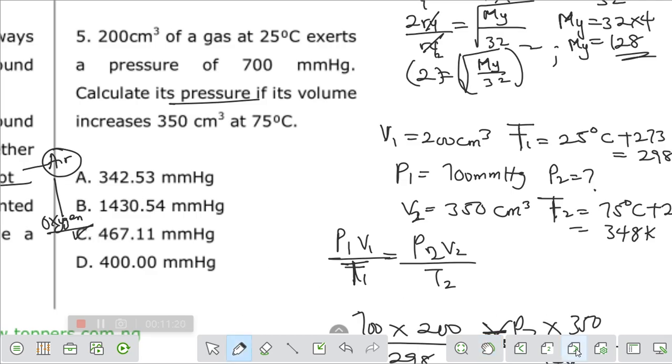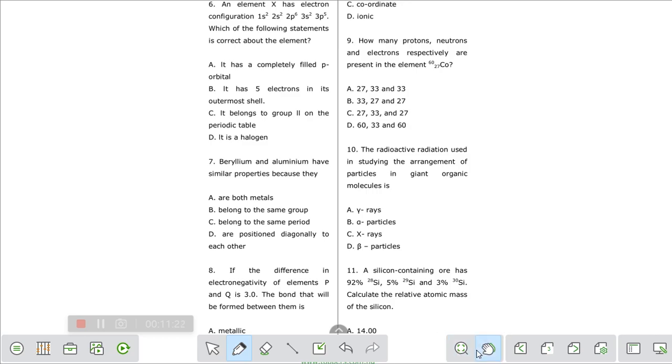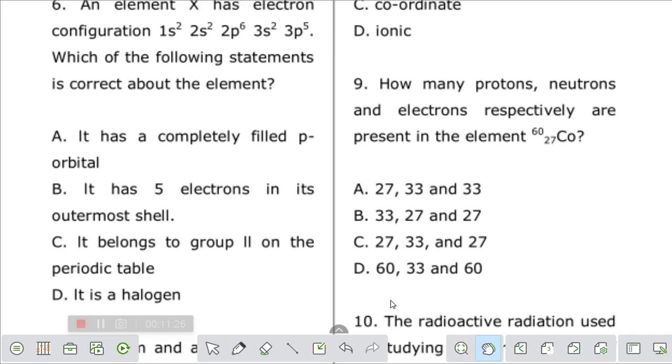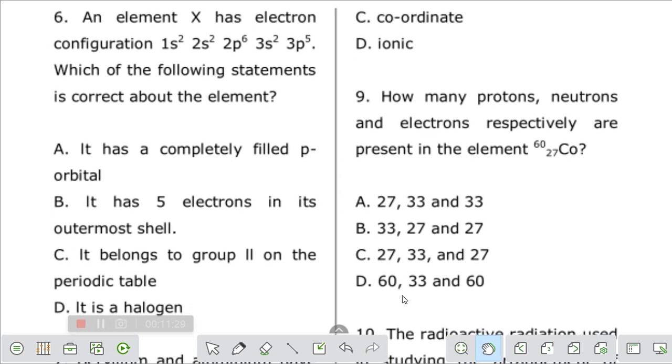So let's go to the next question. So look at this. They said an element X. For those of you that joined the tutorial very late, this will help you to quickly revise. They said which of the following. So look at this element now.